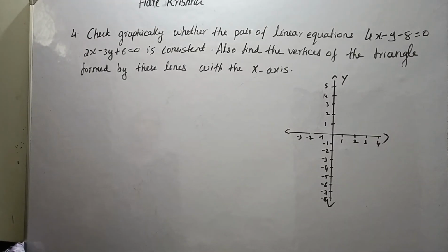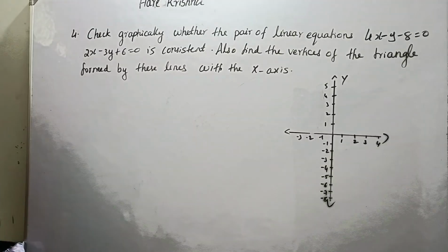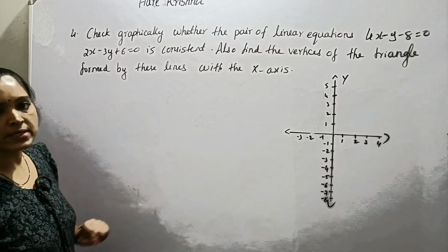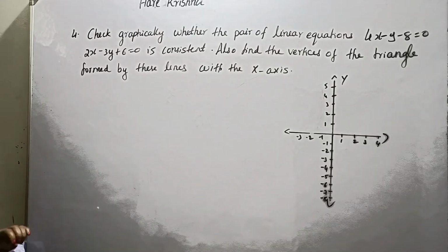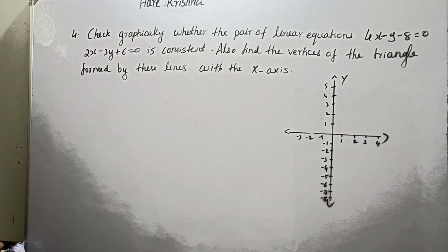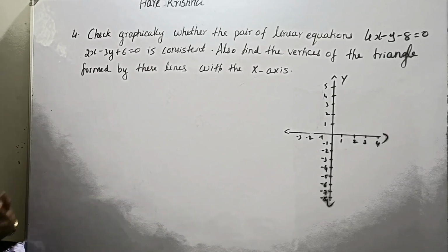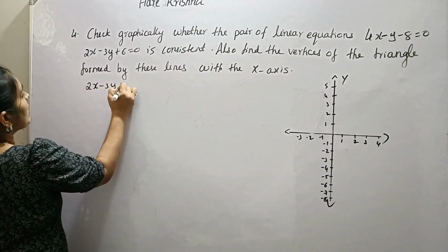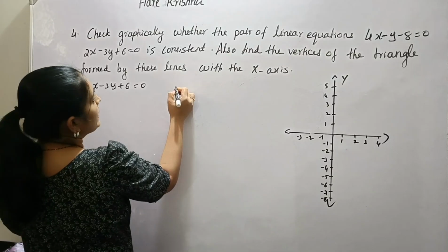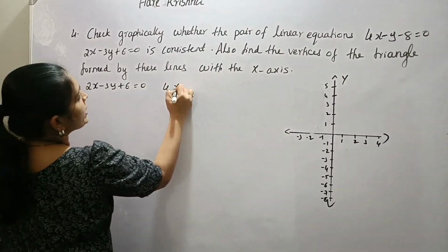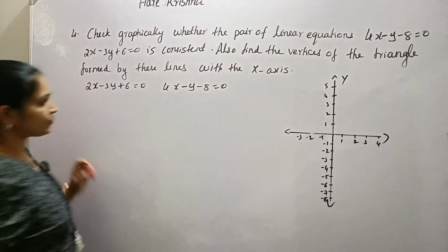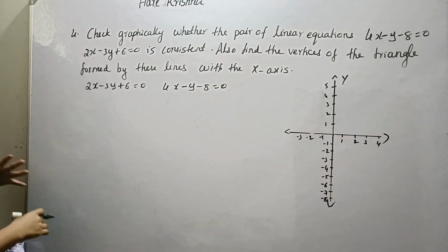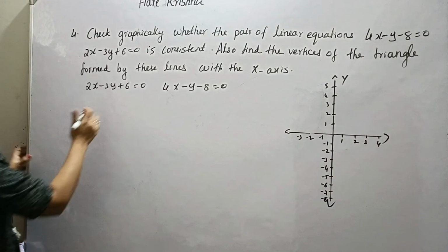Check graphically whether the pair of linear equations 4x minus y minus 8 is equal to 0, 2x minus 3y plus 6 is equal to 0 is consistent or not. Also find the vertices of the triangle formed by these lines with the x-axis. So here first of all we have to draw the graph. The equations are 2x minus 3y plus 6 is equal to 0 and the first one is 4x minus y minus 8 is equal to 0. So here let's find the values of x and y.